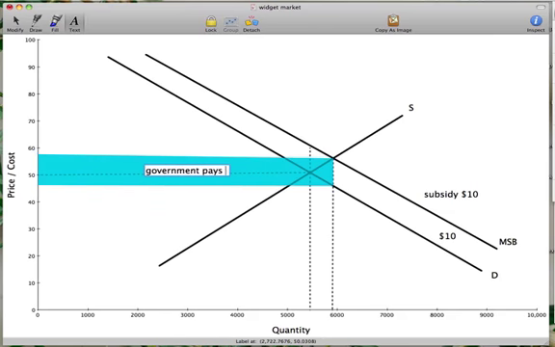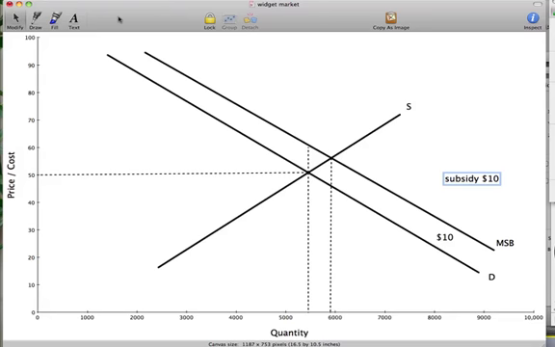The government pays the $10 subsidy times the 5,900 units produced, or the government pays $59,000. This encourages more of the good to be produced, and we can see that because the quantity goes from 5,500 to 6,000.